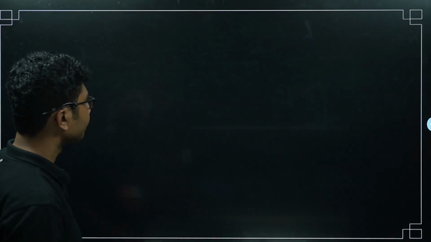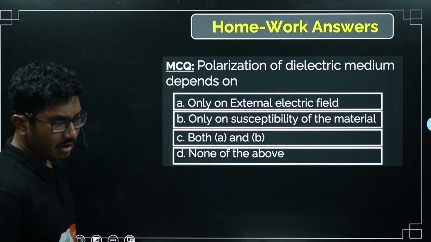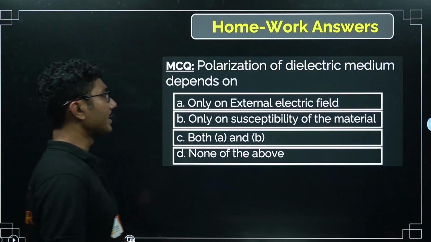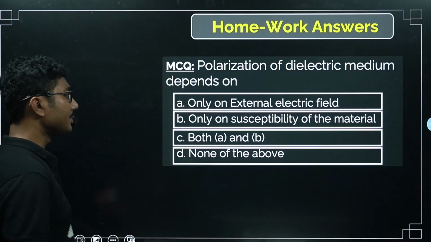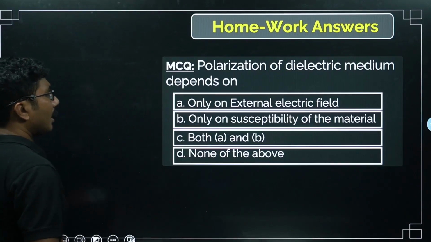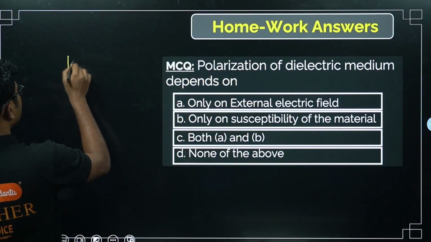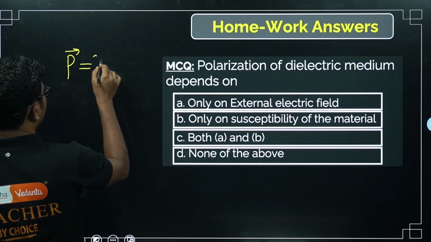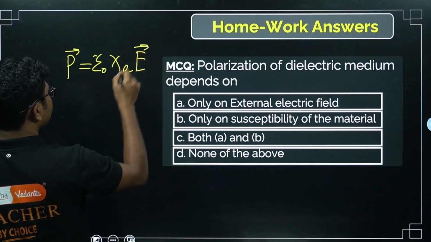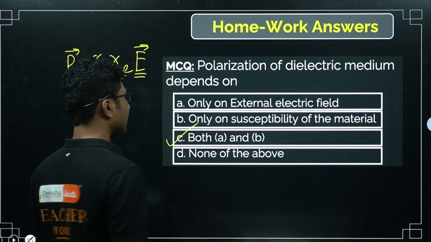Now let's move on to the next problem. Polarization of a dielectric medium depends on: only on the external electric field, only on the susceptibility of the material, both A and B, or none of the above. We know that polarization is given by susceptibility multiplied by epsilon naught times the electric field. So polarization depends on susceptibility as well as electric field. So both A and B is the correct answer.